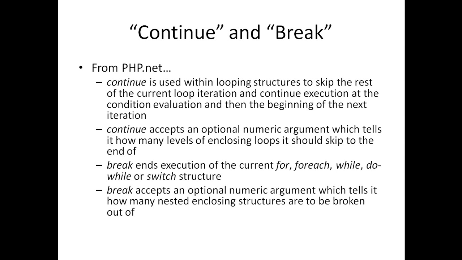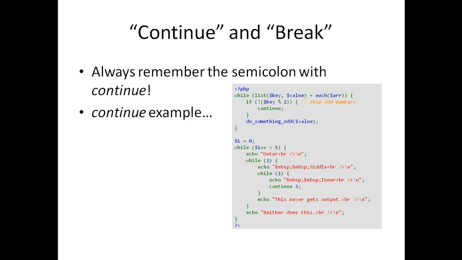Break ends execution of the current for each, while, do while, or switch structure. Break accepts an optional numeric argument which tells it how many nested enclosing structures are to be broken out of. Same kind of thing. If you're nesting loops, how many loops you want to break out of. Always remember to put a semicolon with continue. Okay, very important.